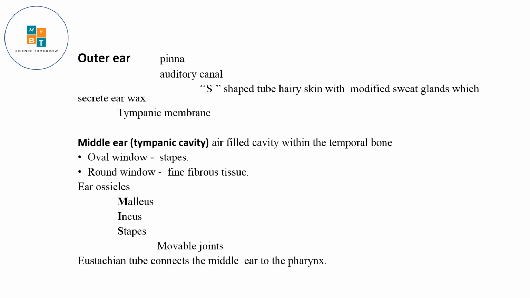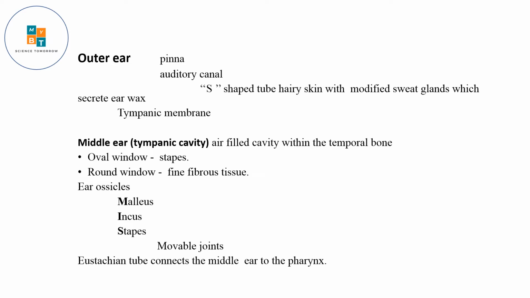You can easily remember it as MIS. Malleus is on the outside, incus in the middle, and stapes on the medial side, that is the inner side. So the S of MIS, the stapes part, is attached to the oval window. This is very important. Otherwise, you will mix things up, and you can easily miss the small thing and lose marks. So the stapes is attached to the oval window.